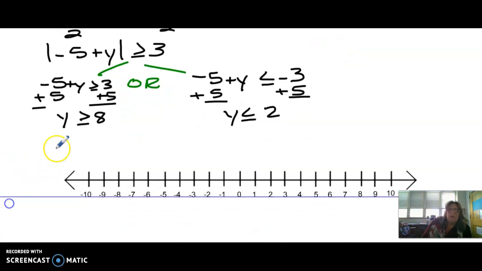So when I look at graphing, both of them have a line underneath it. So I'm going to have a closed circle on 8. Greater than or equal to 8 points to the right. I have a closed circle on 2. Less than or equal to 2 points to the left. They point in opposite directions. It's a disjunction.